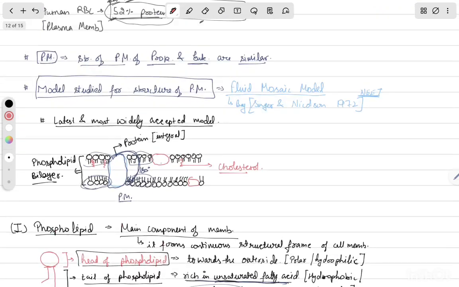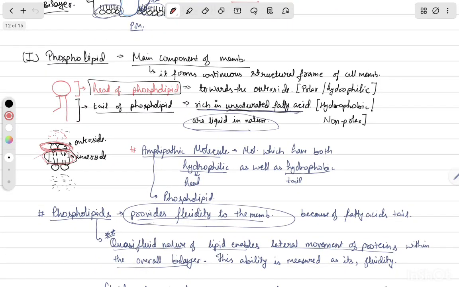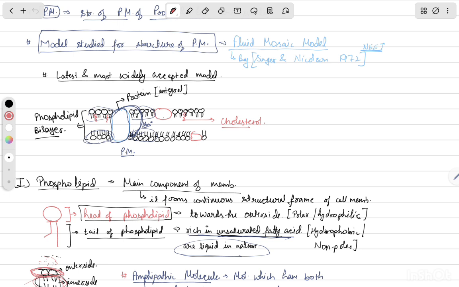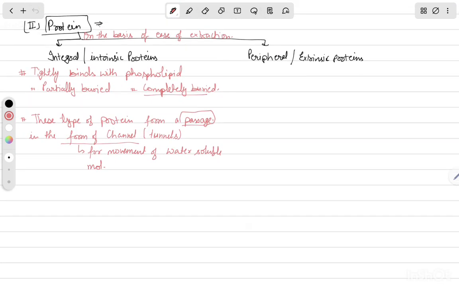If we consider the structure of plasma membrane, suppose this is the structure of plasma membrane. This region of plasma membrane is considered to be hydrophobic, meaning water loving molecules or water soluble molecules cannot directly cross this plasma membrane through diffusion. So, for these molecules, we need specialized channels or protein channels or tunnels, and those protein channels or tunnels are made by integral protein. Simple. For the movement of water soluble molecules, right?